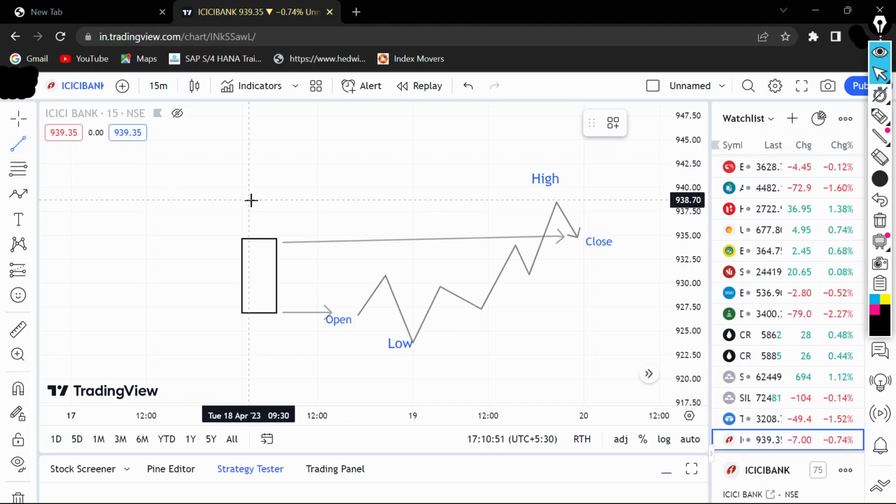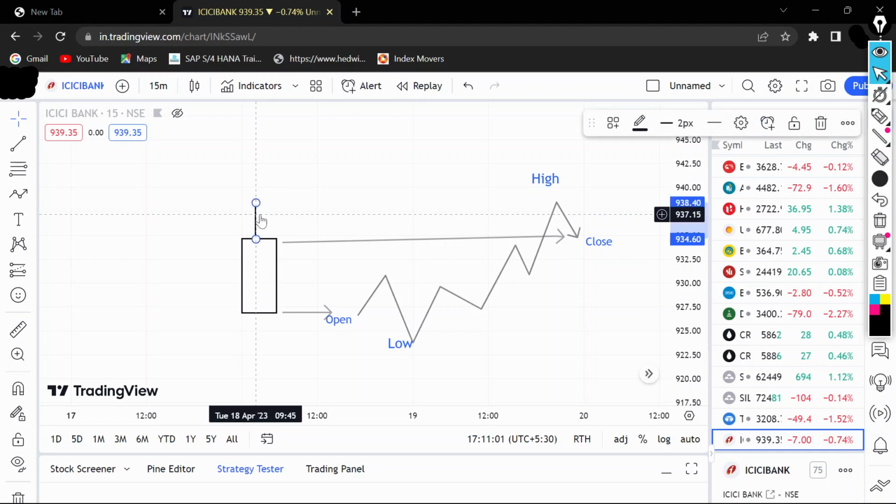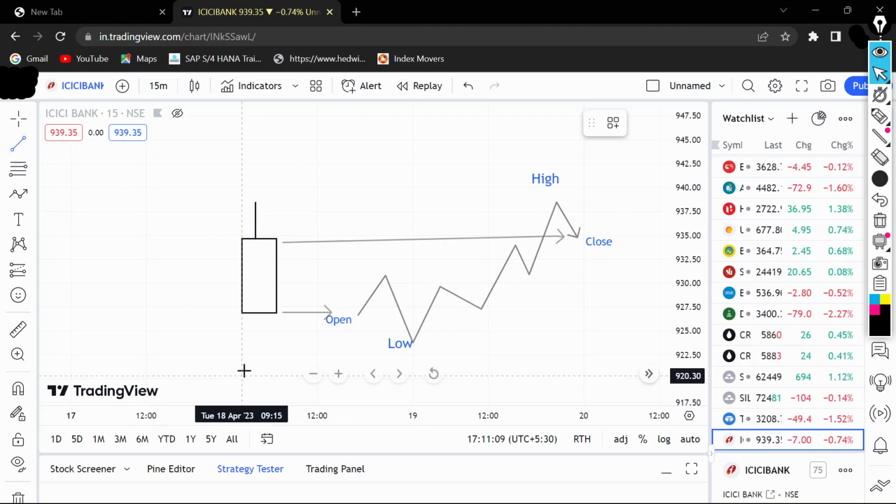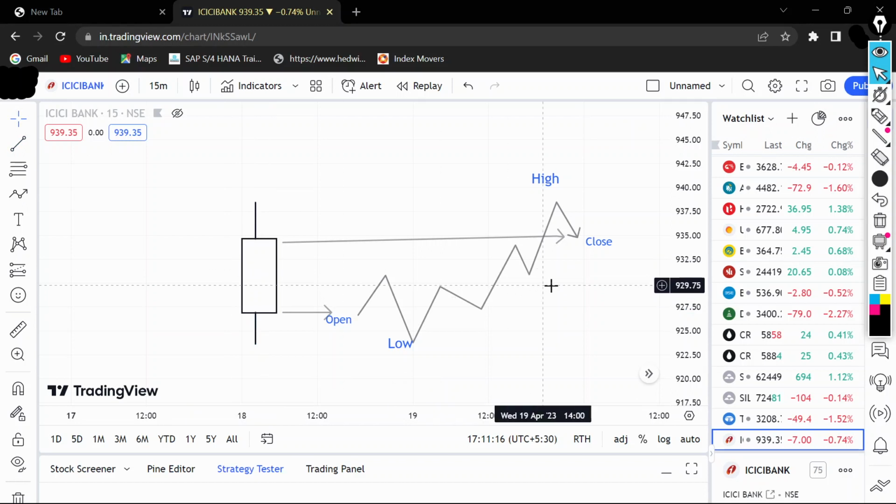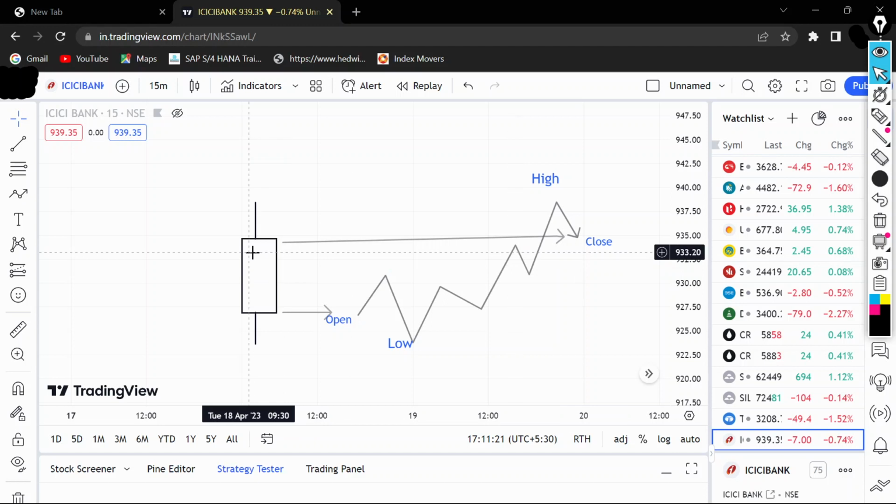What about the high? For the high, it's a high here, right? It forms a wick. And the low also, like this, from up until here it made a low, right? If you convert this price movement into a candle, it looks like this. This is the opening, this is the closing, this is the high, this is the low.